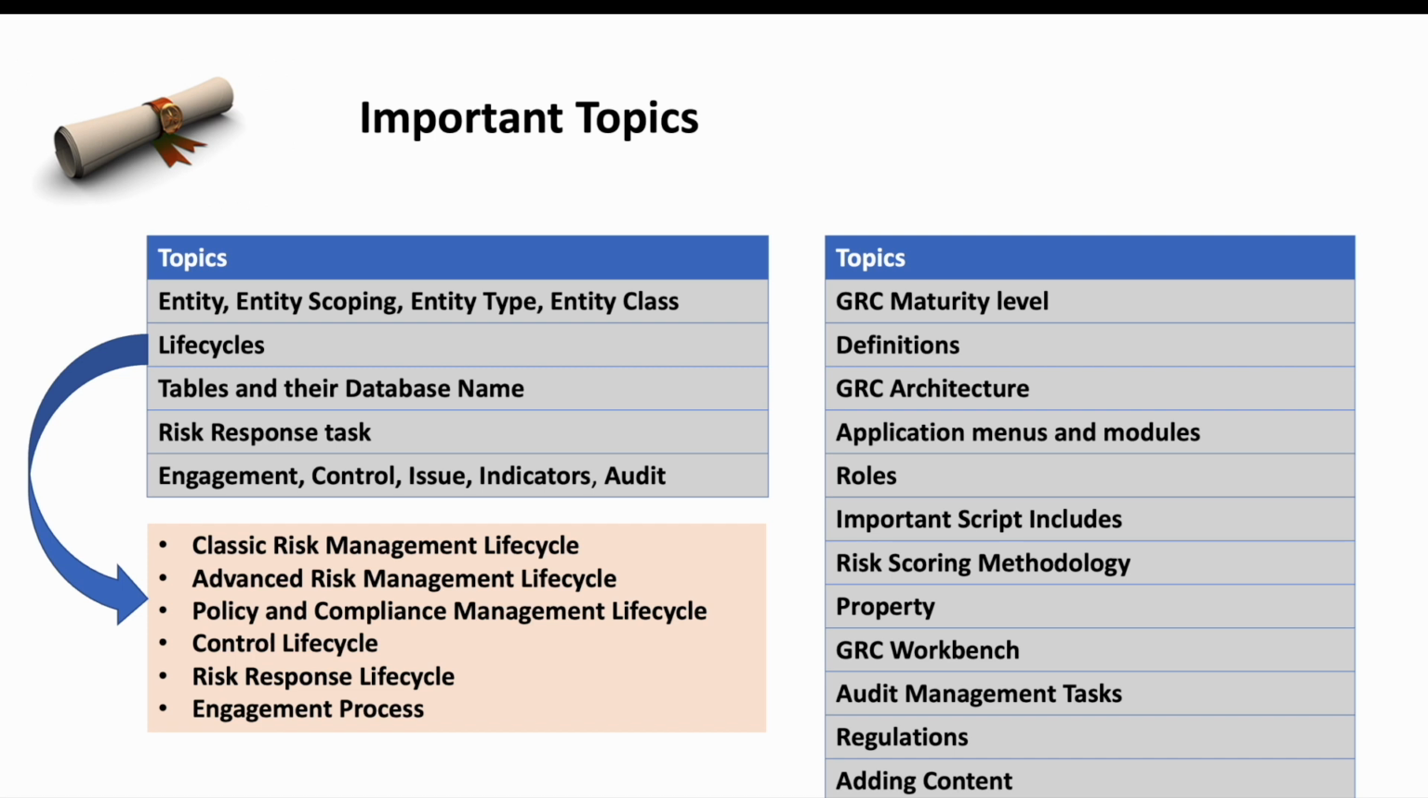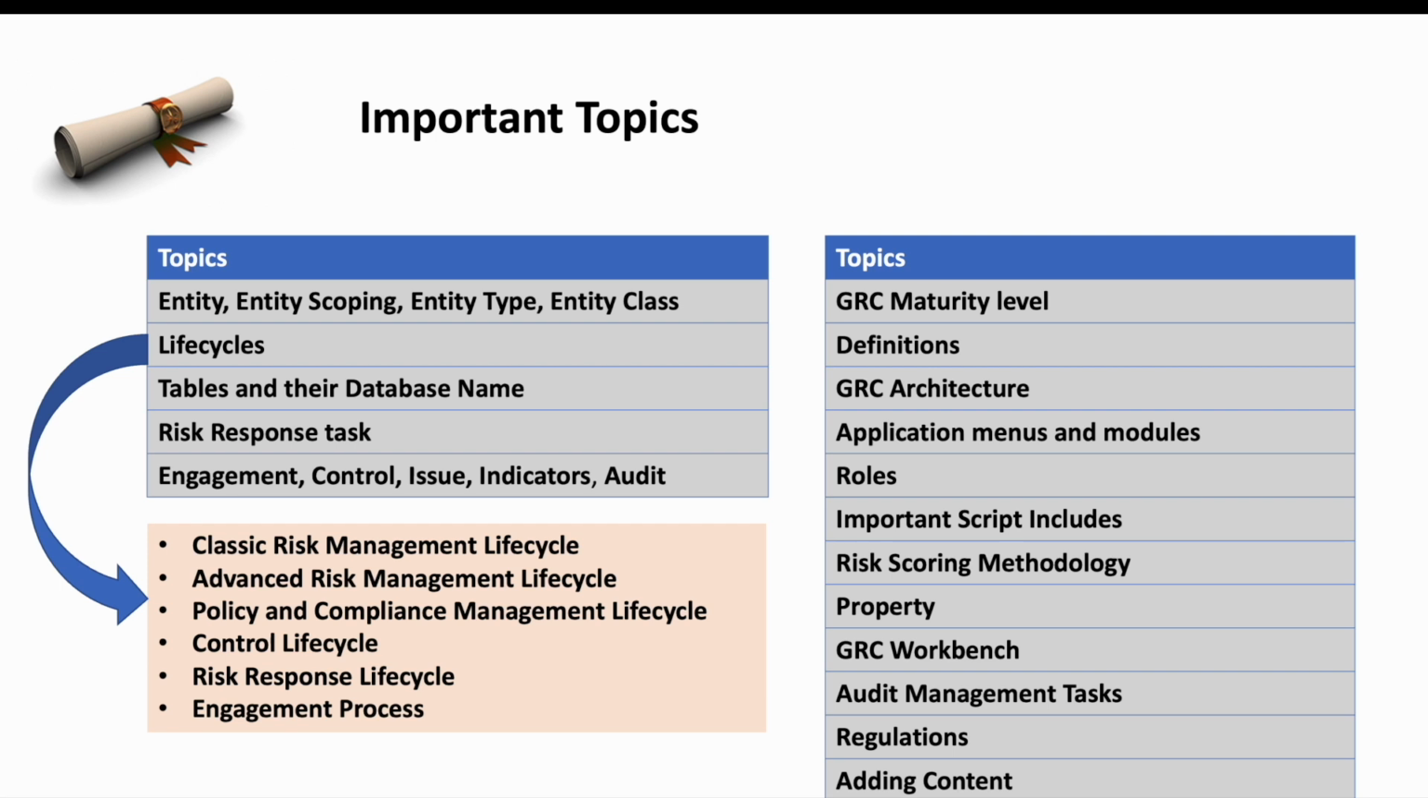The third one is tables and their database names. You can expect 4 to 5 questions or more based on table architecture and relationships. It will be like: which table falls under which GRC application, questions on child and parent tables, questions on table mapping, like what is the database name of the entity to entity type table.